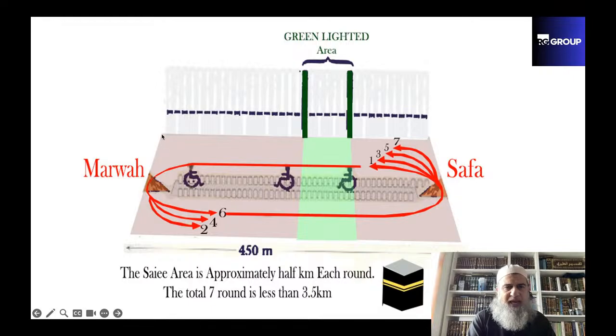And then normally people exit out that way and go towards the barbers, whatever, in order to cut their hair, shave their heads, and come out of the ihram for Umrah, assuming they're doing Umrah.